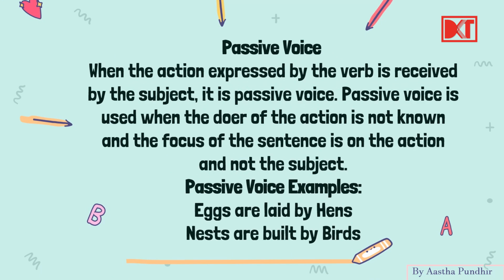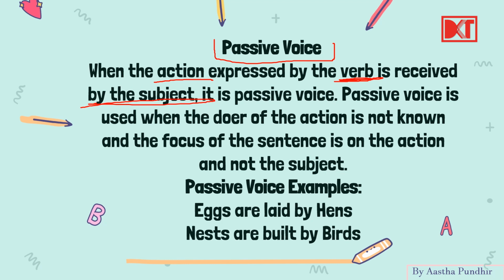Now passive voice. The second category is the passive voice. Passive voice में क्या होता है? When the action expressed by the verb is received by the subject. जो action है, जो verb हमें बताता है action, verb क्या होता है? Verb जो word है which tells us the action.